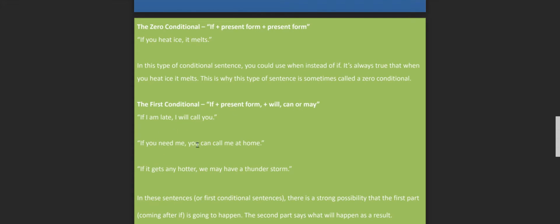If you need me, you can call me at home. If it gets any hotter, we may have a thunderstorm. In these sentences, or first conditional sentences, there is a strong possibility، هناك احتمالية كبيرة، that the first part coming after if، الجزء الذي يأتي بعد if، is going to happen، سيحدث. Right? The second part says what will happen as a result.